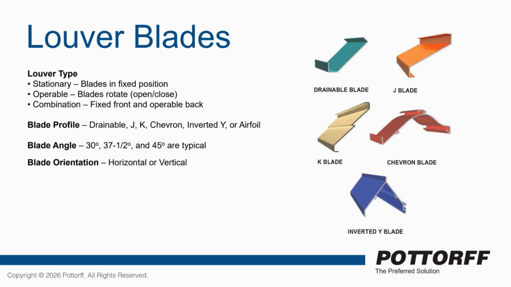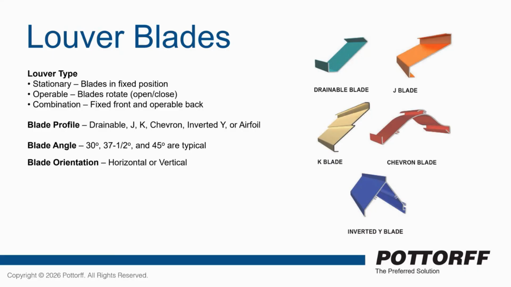Now each blade can have a different profile, and that's really what you're seeing mimicked on the side of the screen here. You can generally have drainable blades, J blades, and K blades, which these days are very similar, basically the same thing, and sometimes serve the same purpose as the industry has grown. Chevron blades, and these we're going to jump into a bit more, are your specialty type louvers that are going to see lots of rainfall, potentially even storms with lots of wind that might actually be pushing water into your building.